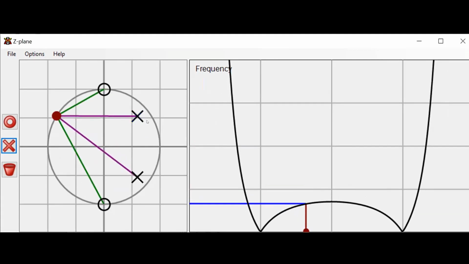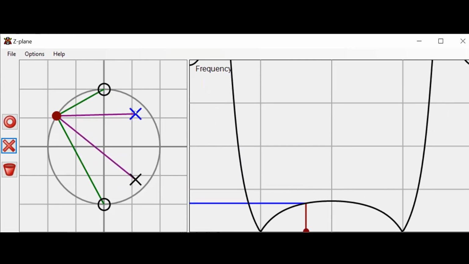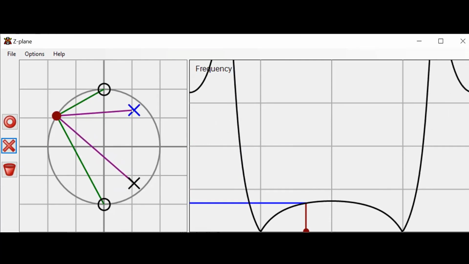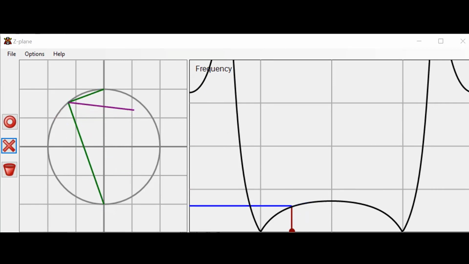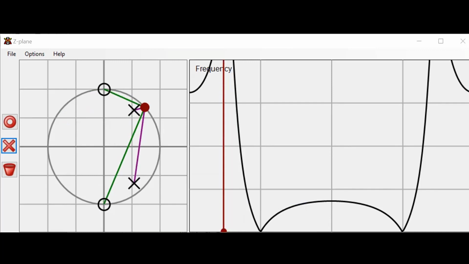And now you can see that as we approach pi over 4, we'll tend to have a maximum, and that's what we get as we approach pi over 4. This distance is so small in the denominator that we have this big surge. Anyone have any questions about that?